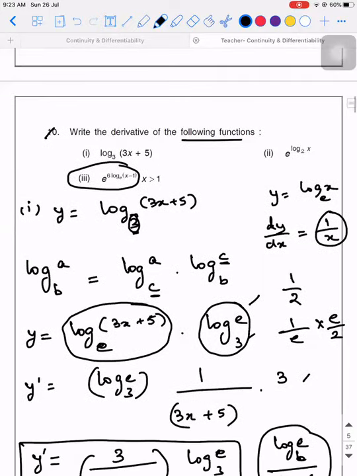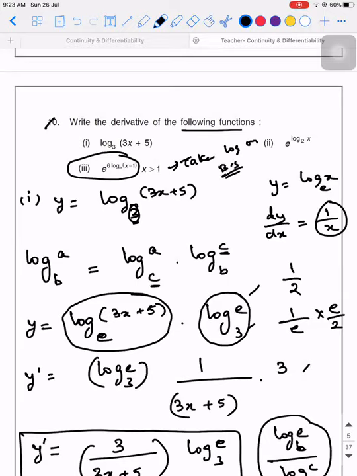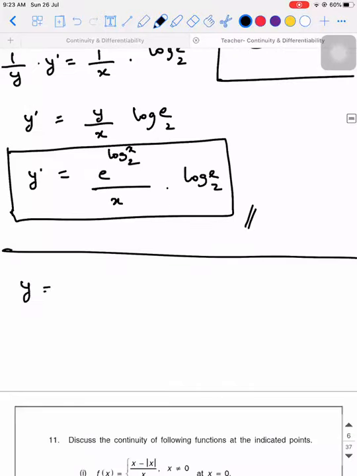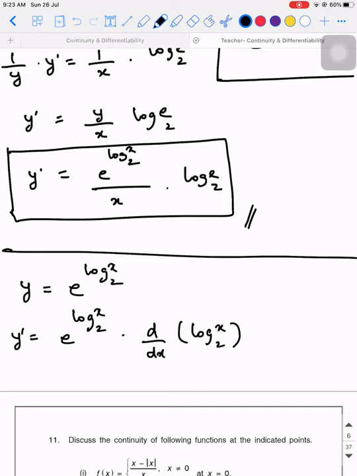Okay, same logic. Sir, we can do it with chain rule also, no, sir? You can do it, but with chain rule, you should know how to handle log x base 2. You want me to do it in that way, I'll do and show. So y is equal to e power log x base 2 is there, right? So when you do chain rule, y dash will be equal to e power log x base 2 into d by dx of log x base 2. Am I right? Yes, sir.